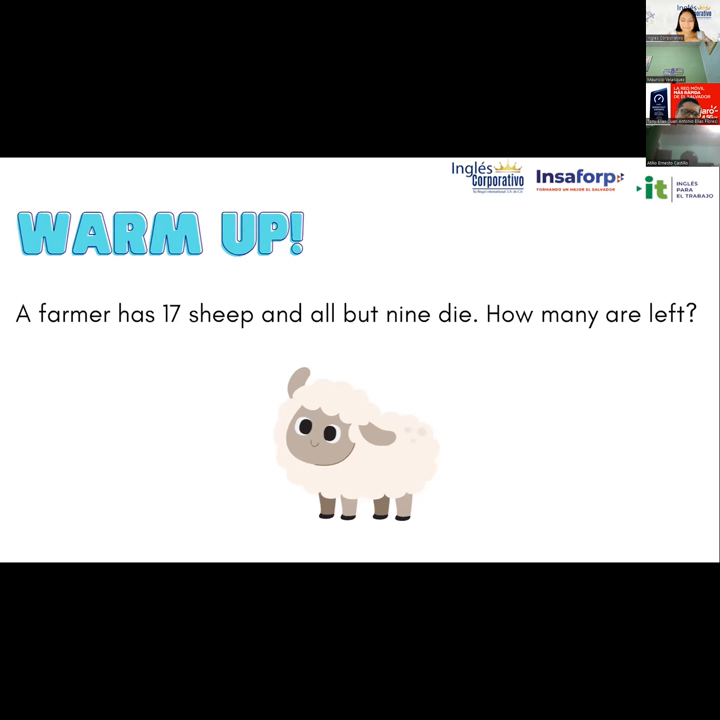Nine. Okay. Yes, nine, because a farmer has 17 sheep, right? And all but nine die. Yes. Las únicas que quedaron fueron nine. Porque aquí está this conjunction, but nine die. How many are left, right? Very good. So those are brain teasers in English, right? Son como problemas lógicos, but in English, okay?